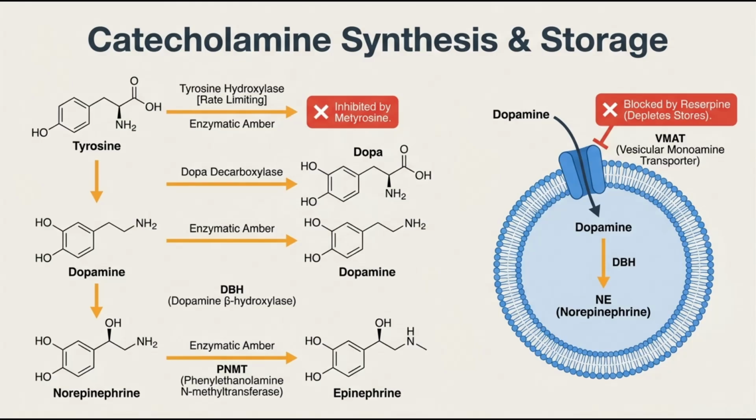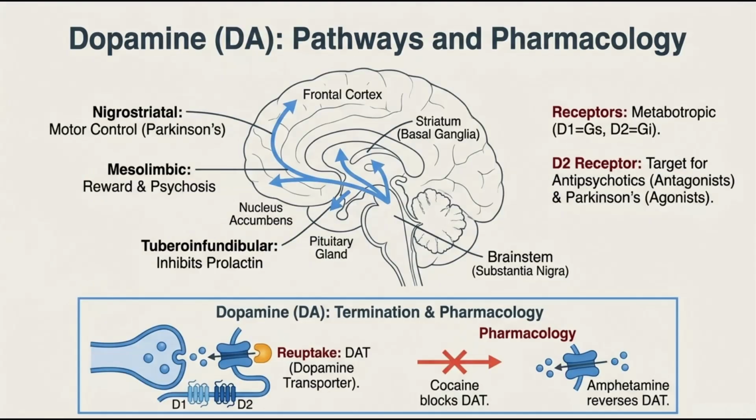That is such a cool detail. It explains why a drug like Reserpine hits both of those systems so hard. It's a 2-for-1. Okay, moving to slide 9, let's focus on dopamine specifically.